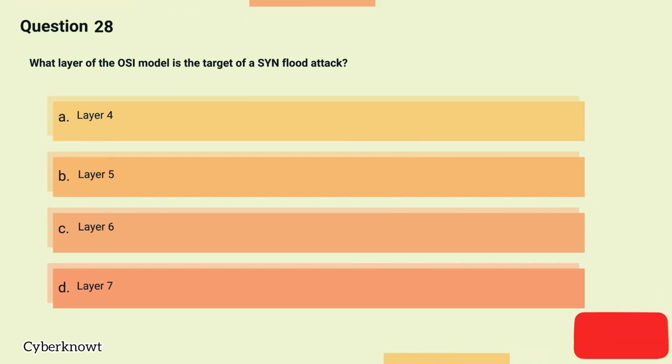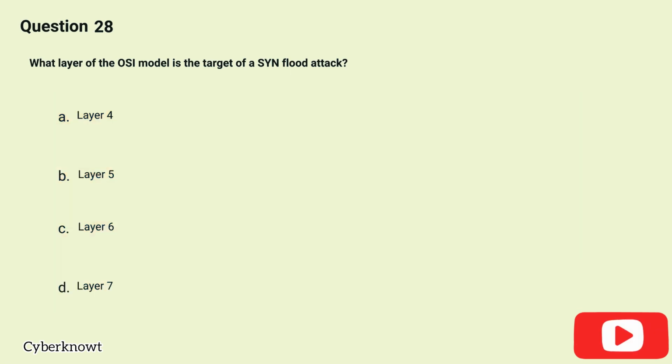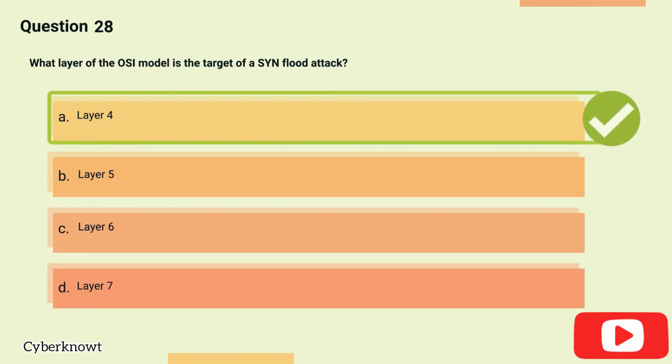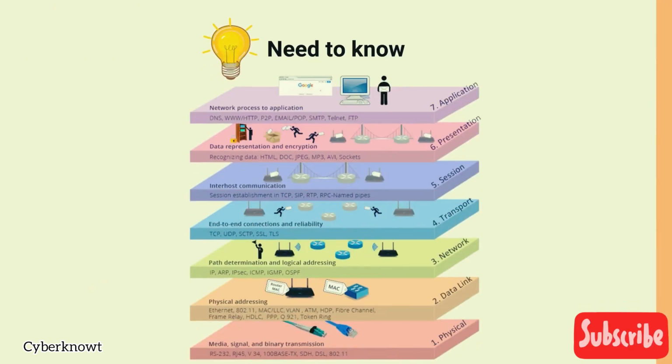Question 28. What layer of the OSI model is the target of a SYN flood attack? Option A. Layer 4. Option B. Layer 5. Option C. Layer 6. Option D. Layer 7. The correct answer is option A. Layer 4. Explanation. A SYN flood attack is a type of denial of service, DoS, attack that targets the transport layer, layer 4, of the OSI model by flooding the target server with a large number of SYN requests.